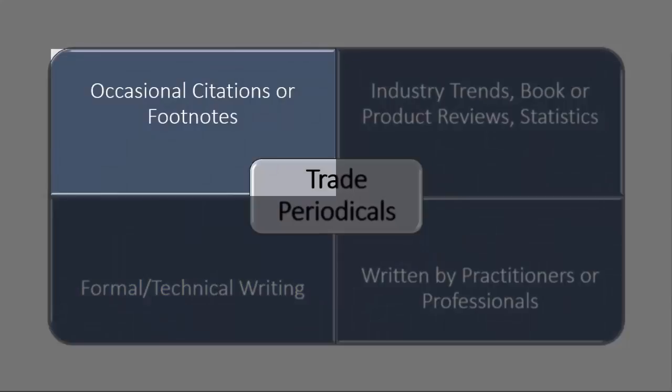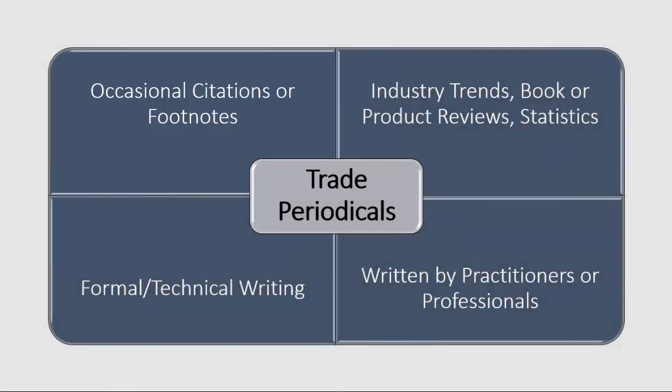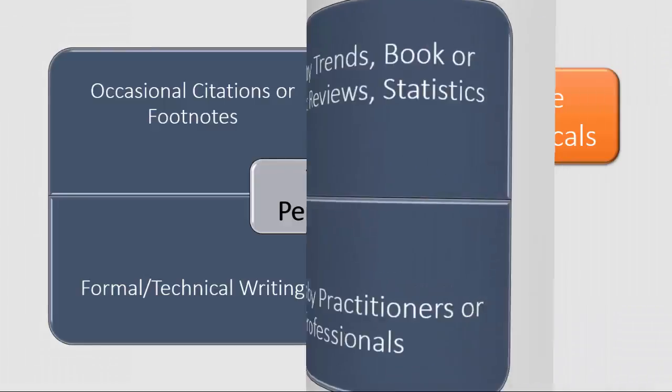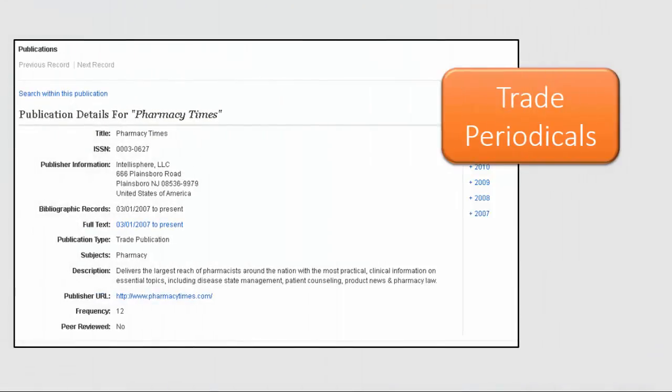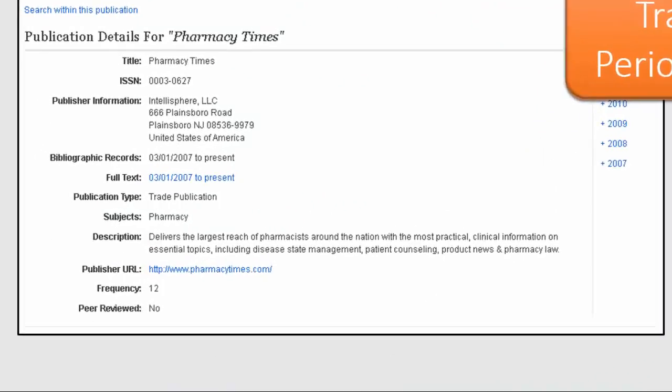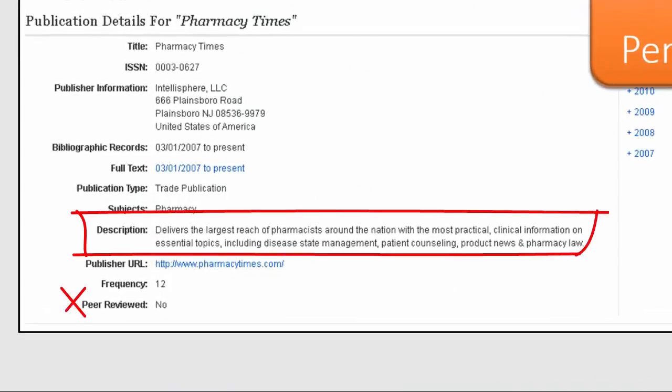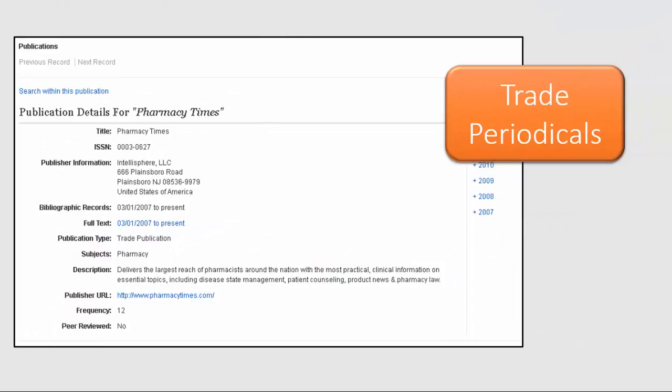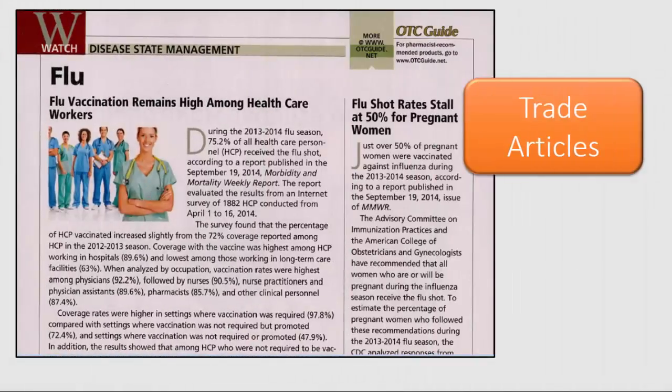While you may find a few citations or footnotes, it's likely there will not be a references section for a trade article, and these articles have not been through a peer review process. Just like with scholarly periodicals, we can refer to the record of a trade periodical to discover the coverage and peer review status. Trade articles, while they may cover similar topics as scholarly articles, have their own set of clues.